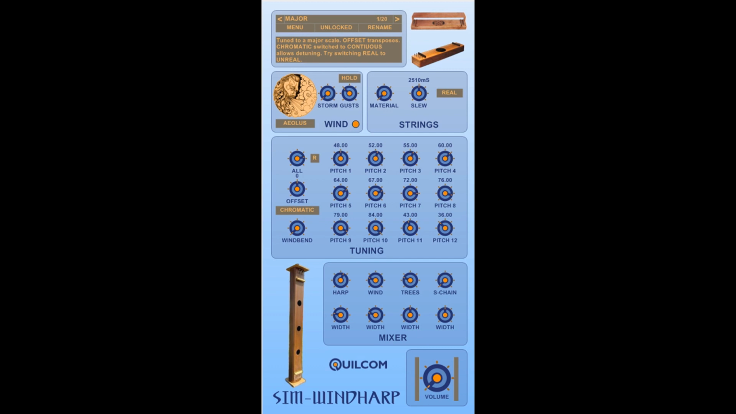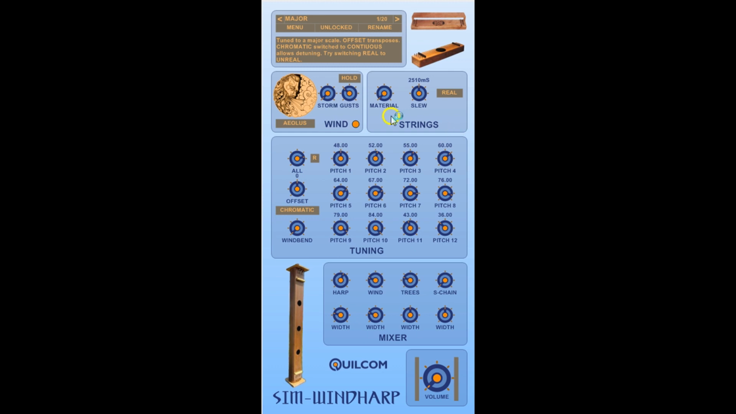Aeolian harps come in many shapes and sizes, and the slideshow at the beginning showed you some variations on the theme. The SIM WINDHARP aims to be able to simulate all sorts of different types of wind harp, and there are several parameters that you can play with to quite radically alter the sound.